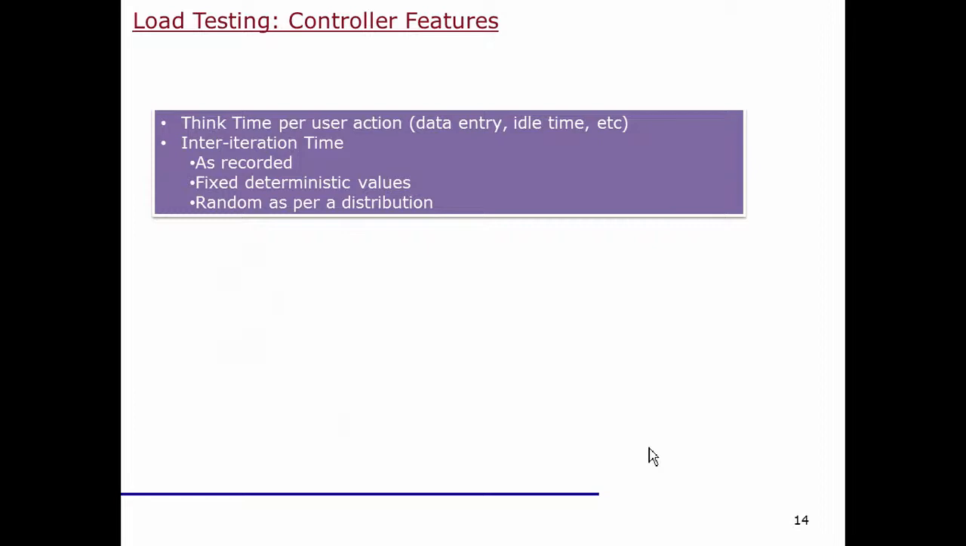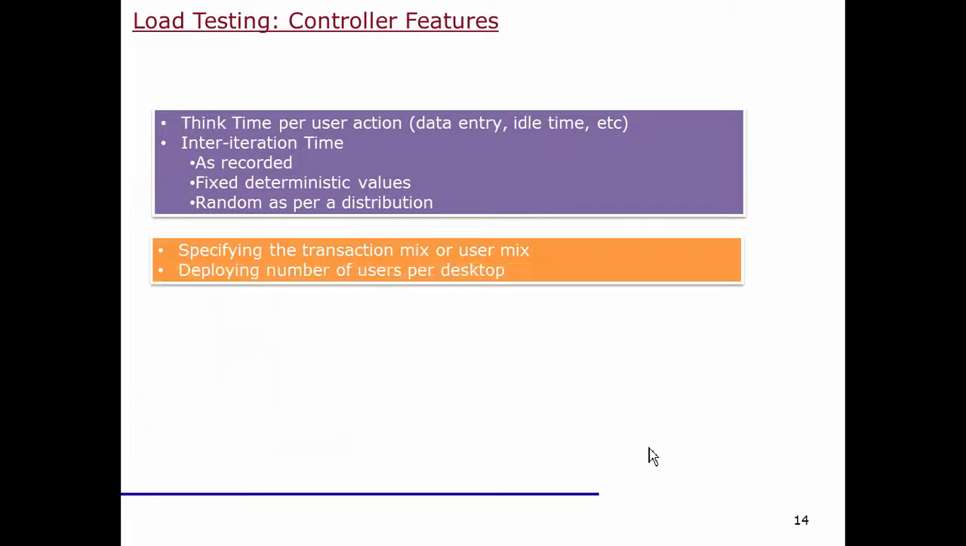Or you can provide a distribution where the think time would be randomly distributed. For example, a uniform distribution where values range from 5 seconds to 10 seconds. So that you have enough of variety in the way users are going to behave. Then with the controller, you can have various recorded scripts and scenarios, and you can specify a mix of them, that I want 10% to come from this scenario, 20% from this scenario, or you can give a user mix that I want 30% finance users, 40% HR users.